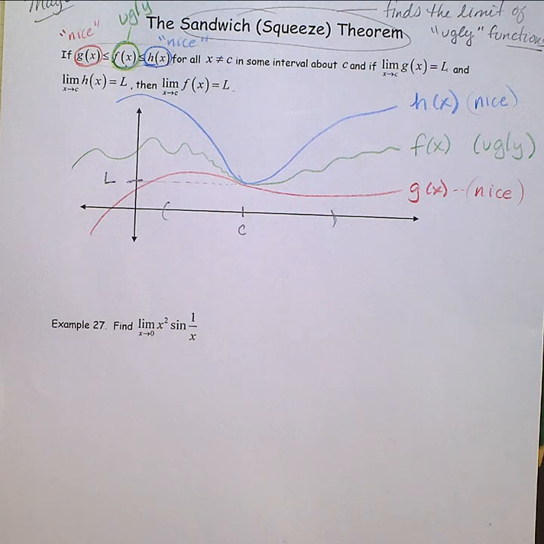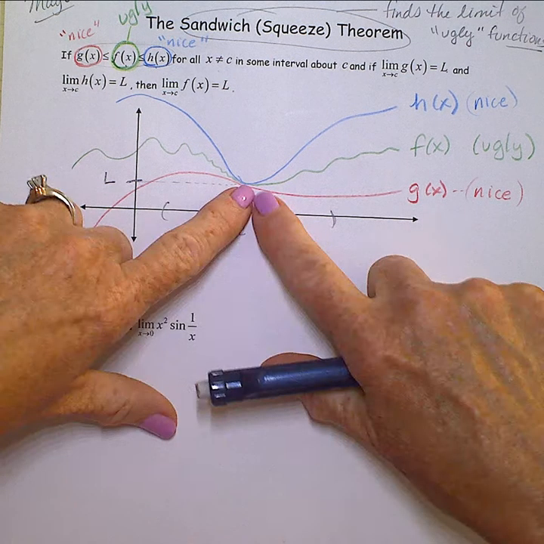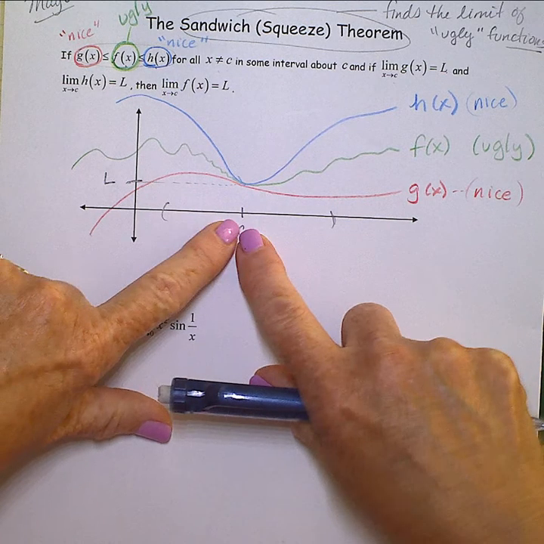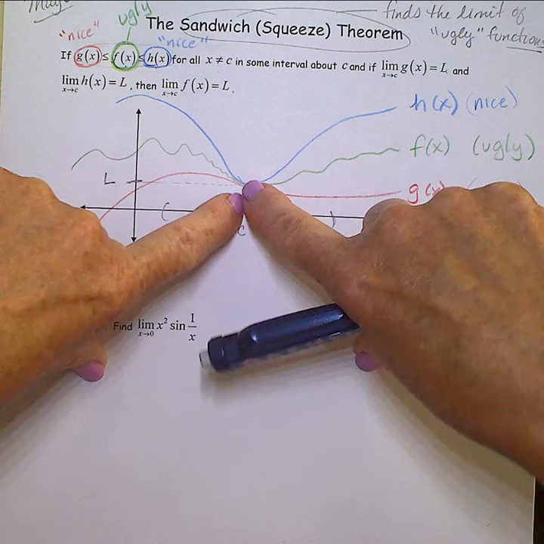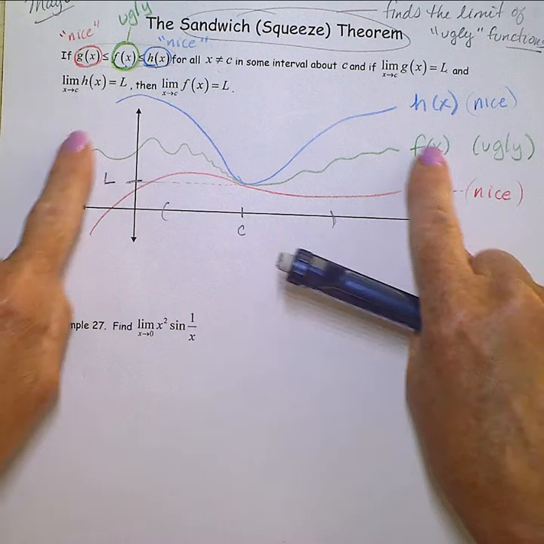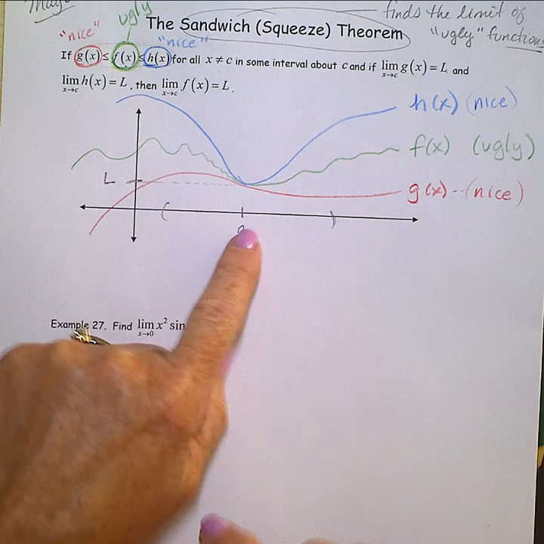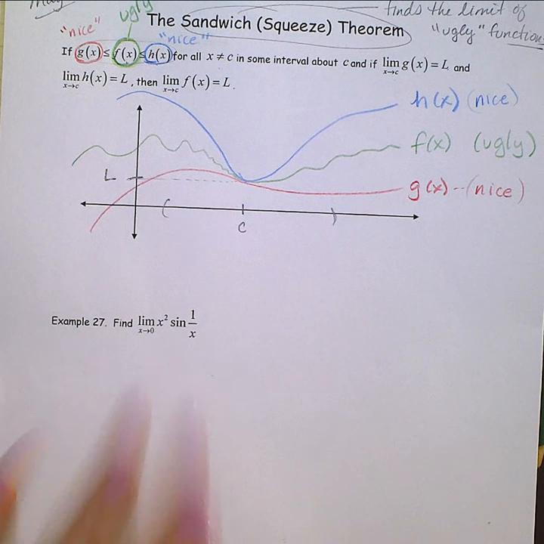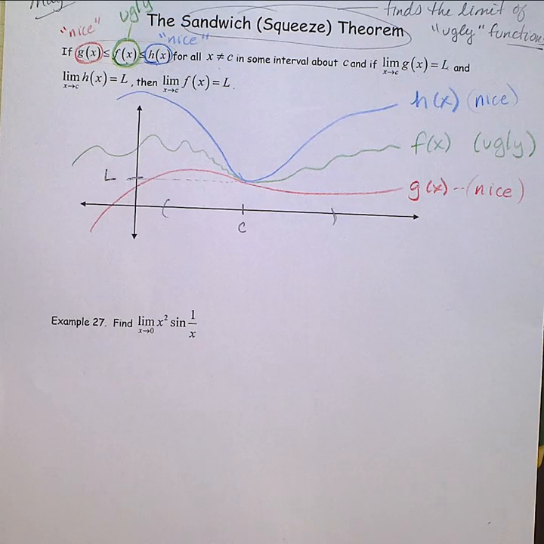So if we know that the limit of this lower function is the same as x approaches c as the limit of this upper function, then any function sitting in between them also has to have the same limit as x approaches c. Visually, can you see it? All right, let's take a look at an example and see how we work through it.